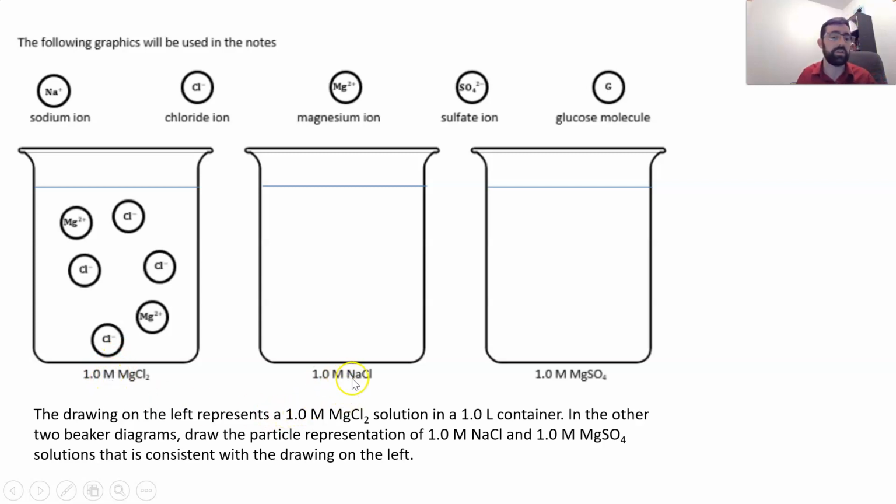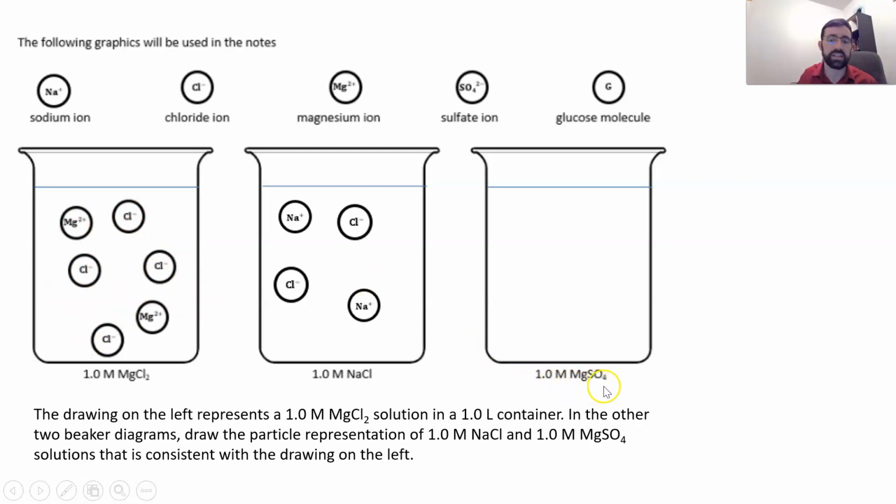So that means 2 sodium ions would represent a 1 molar sodium chloride solution. And I would also have 2 chloride ions, because for every sodium chloride, I've got 1 sodium and 1 chlorine. Remember, we have twice as much chloride in magnesium chloride as we do in sodium chloride, so that makes sense that I would have 2 chloride ions here, and 4 chloride ions over here.